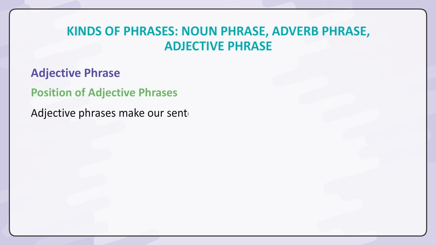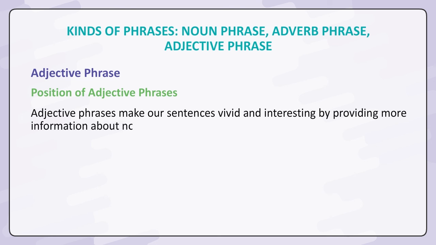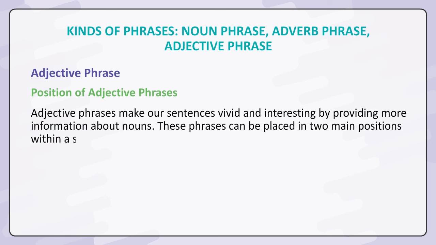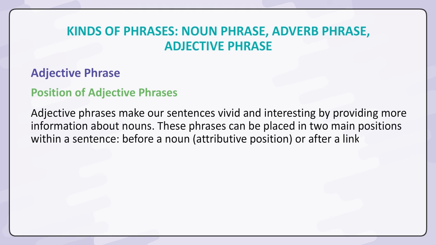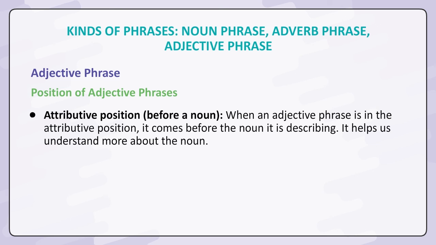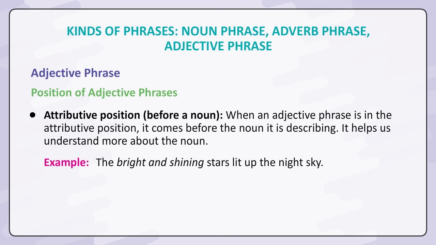Adjective phrases make our sentences vivid and interesting by providing more information about nouns. These phrases can be placed in two main positions within a sentence: before a noun, attributive position, or after a linking verb, predicate position. Attributive position. Before a noun. When an adjective phrase is in the attributive position, it comes before the noun it is describing. It helps us understand more about the noun. Example: the bright and shining stars lit up the night sky.